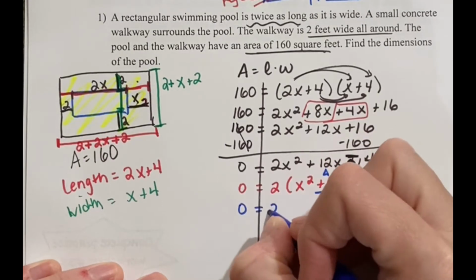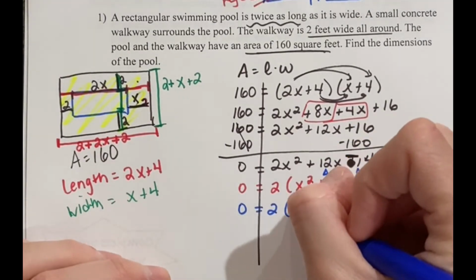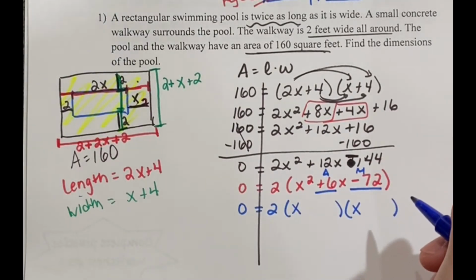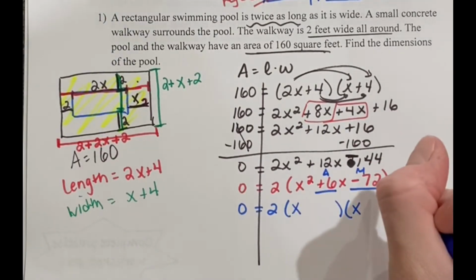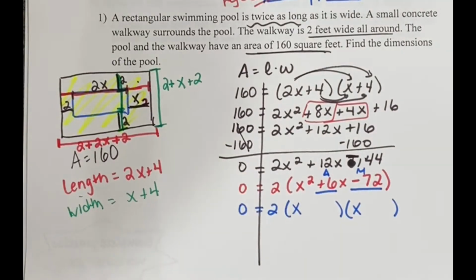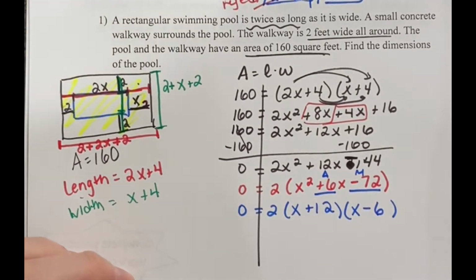So 0 equals, I take my GCF down. I set up my 2 sets of parentheses. I have my x in both, and then I need to figure out what multiplies to give me negative 72, but adds to give me a positive 6. And I realize there that I have a positive 12 and a negative 6.